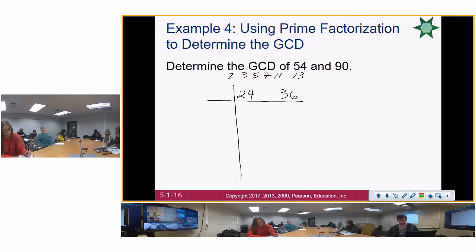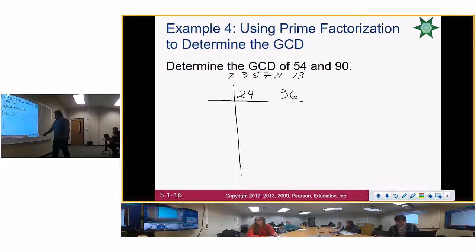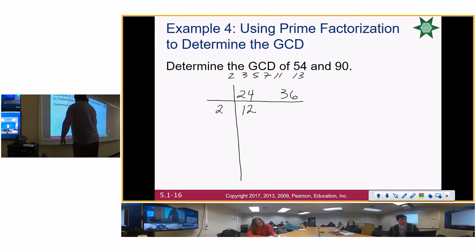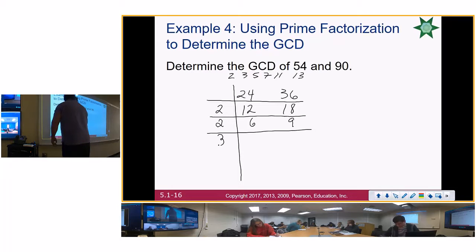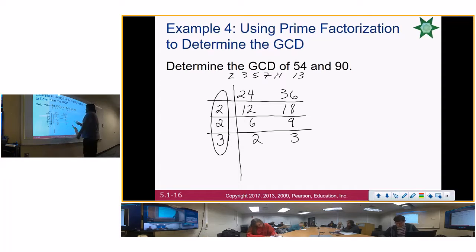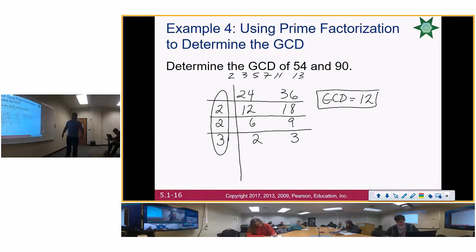All right, so what do 24 and 36 have in common? 2. So I'm going to divide by 2, and that'll give me a 12 and an 18. Divide by 2, give me a 6 and a 9. Divide by 3, give me a 2 and a 3. And I'm done. So the greatest common divisor of 24 and 36 is 12. That is the biggest number that will go into 24 and 36.